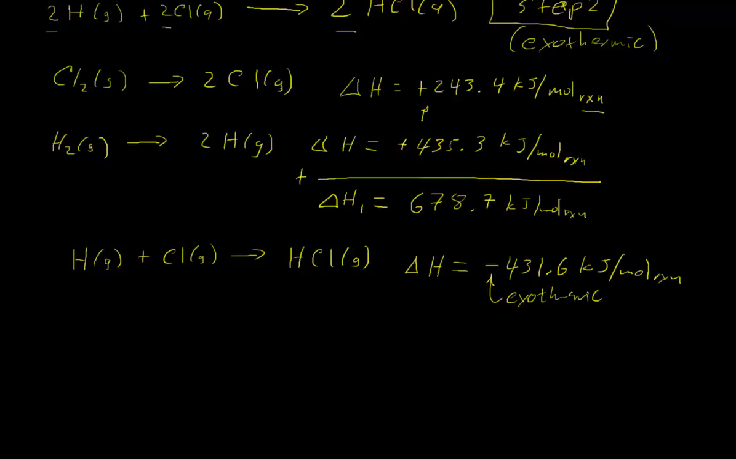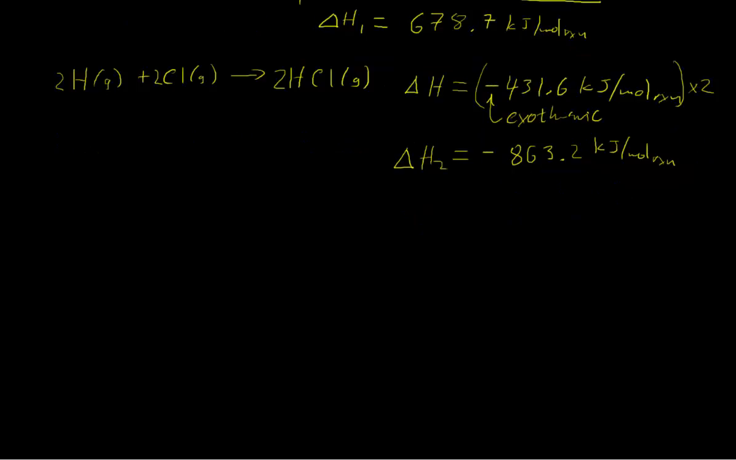So this reaction right here is only for 1 mole of HCl. So how would I make it appropriate for 2 moles of HCl? Well, I just have to go through and multiply all these coefficients by 2. If I'm making twice as many bonds, I'm going to release twice as much energy, right? So the delta H for now step 2 is going to be equal to negative 863.2 kilojoules per mole of reaction. That's what we get when we take negative 431 and multiply it by 2.